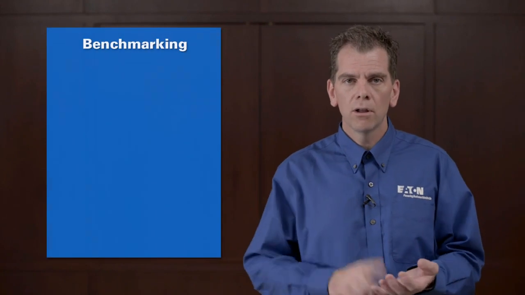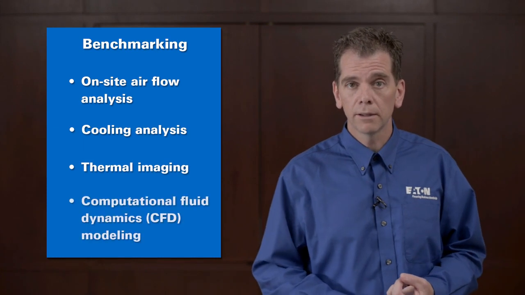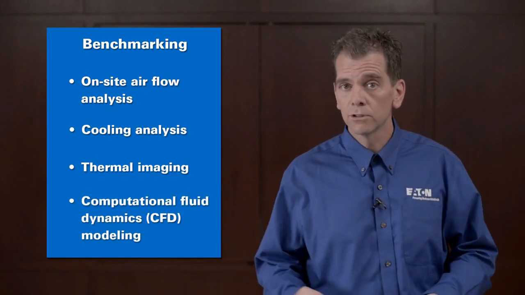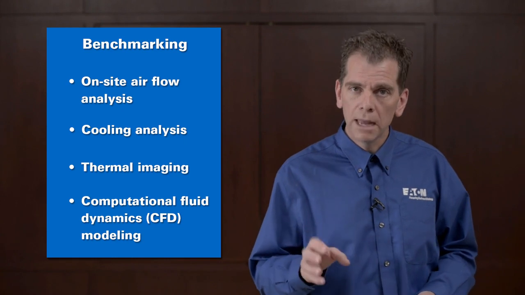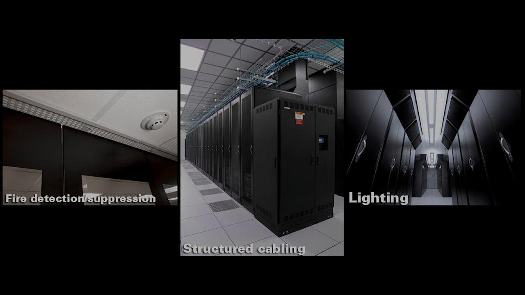To get predictability into this chaotic environment, one of the best ways to do that is benchmark your facility. Things like on-site airflow analysis, cooling analysis, thermal imaging, and CFD modeling allow the designers and the implementers to really take a look at what methodology may work best for them. Existing site conditions may actually dictate the methodology of containment you can deploy. Things to consider are fire suppression, lighting systems, and other obstructions like structured cable. They may actually tell you that you can choose one containment, cold aisle, hot aisle, or rack-based strategy over another.